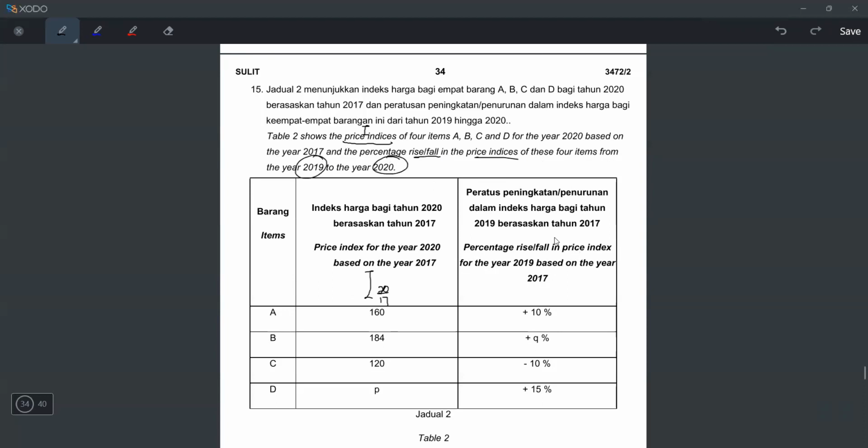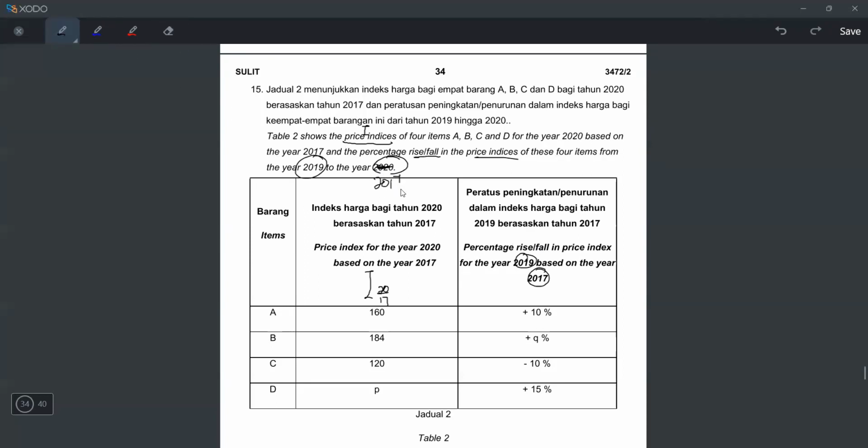Means, it's not the same. I think they made a mistake. Yeah, I think they made a mistake here. This one should be 2017, I think. Because if you see here, it's 2019 based on 2017. So you can correct it. This one is 2017, right?